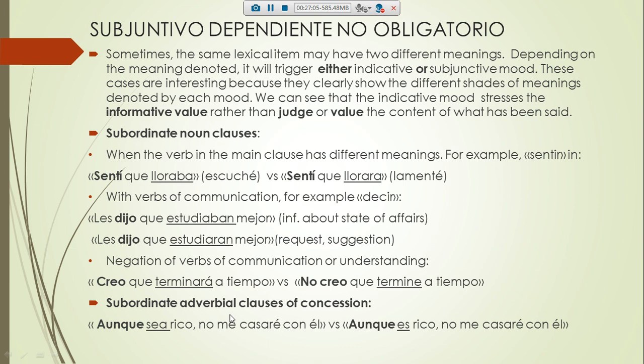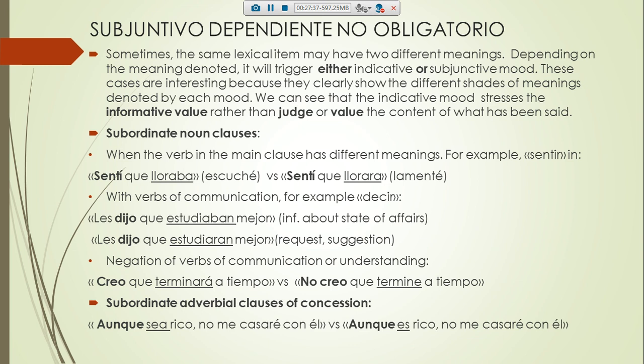Finally, subordinate adverbial clauses of concession of the type, aunque sea rico, no me casaré con él. Aunque es rico, no me casaré con él. I'm sure that as Spanish speakers, you know these are not exactly the same, that it's not exactly the same meaning that these sentences convey. This is something we are going to see next week when you read the chapter by Moreno, Indicativo o Subjuntivo en Oraciones Concesivas.